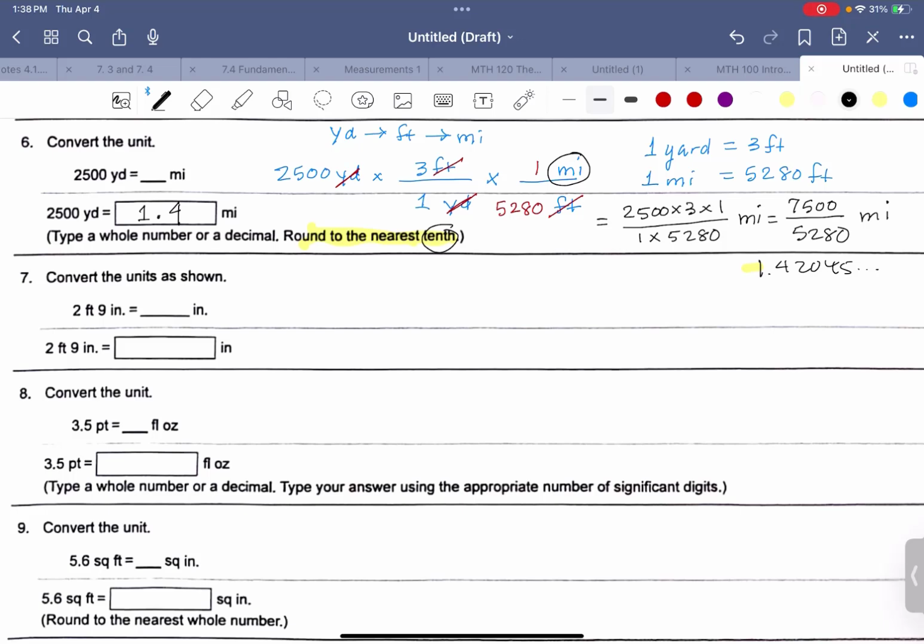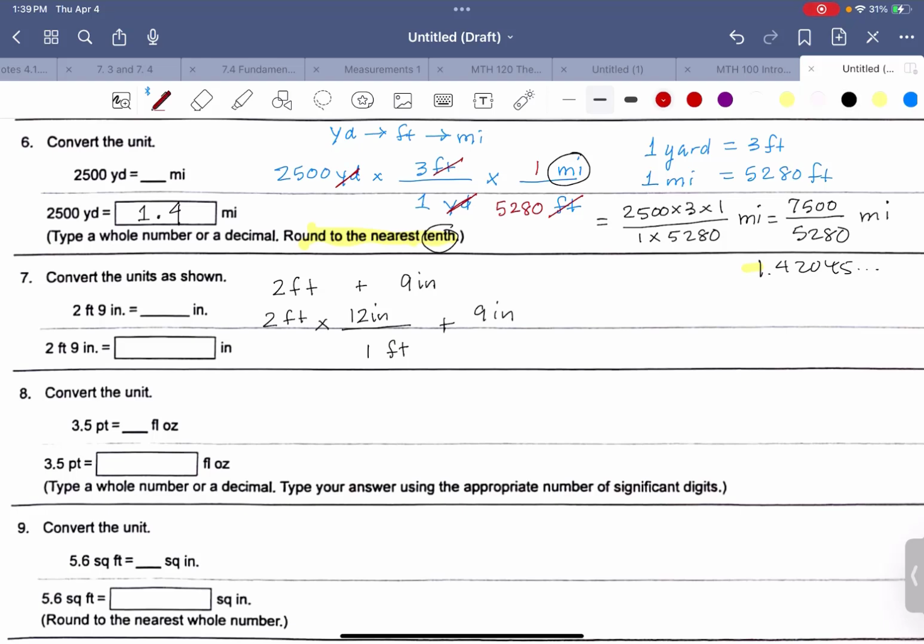Example 7. 2 feet and 9 inches. They want our final answer in inches, so we're going to need to separate this. We've got 2 feet plus 9 inches. Now we already have 9 inches. We've got to change our 2 feet to inches to add to the 9 inches. So 2 feet times, we want to get rid of feet, 1 foot, there are 12 inches, then plus 9 inches.